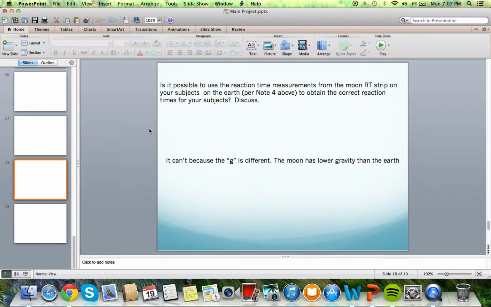And then is it possible to use the reaction time measurement from the Moon strip on your subject on Earth to obtain the correct reaction time for your subject, as discussed? Well, it cannot because the g is different, as we know that the Moon has a much lower g than the Earth does, with the formula of d = 1/2 g t squared.